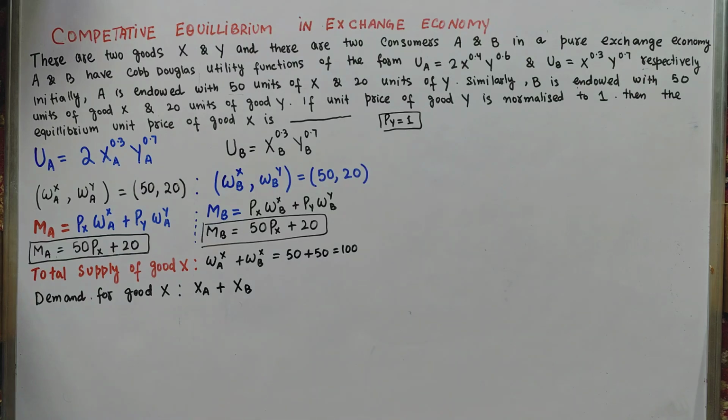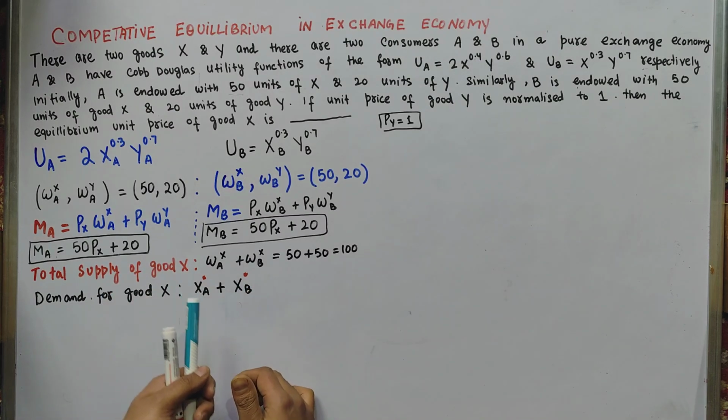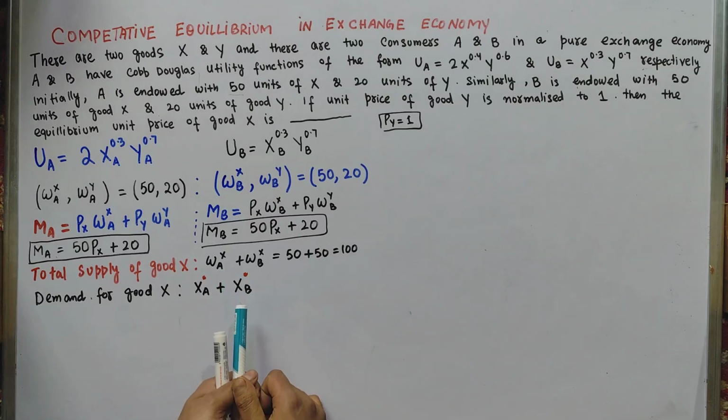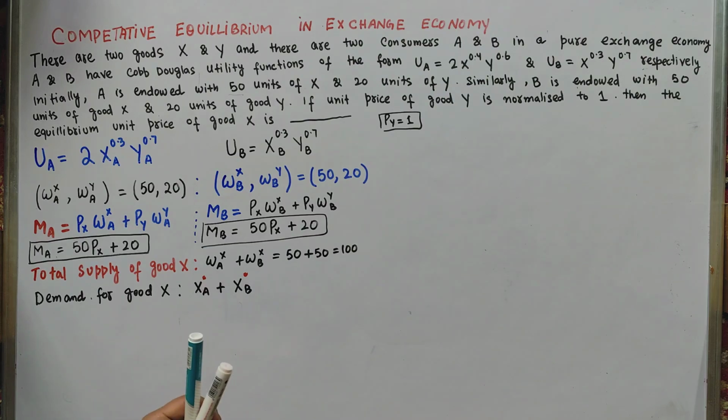So we need to find out the demand function for good X by consumer A and the demand function for good X by consumer B. So we have to calculate these two demand functions first. And how do we calculate the demand functions? You know it pretty well, and let me try to make myself clear here.